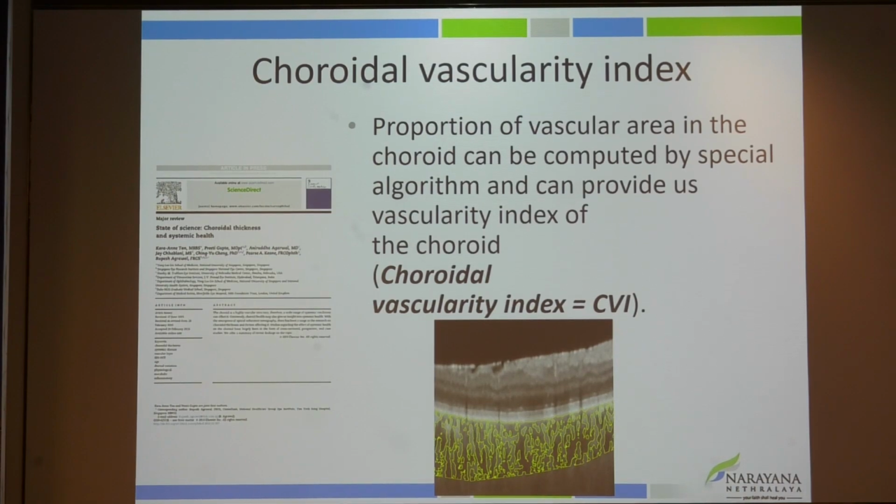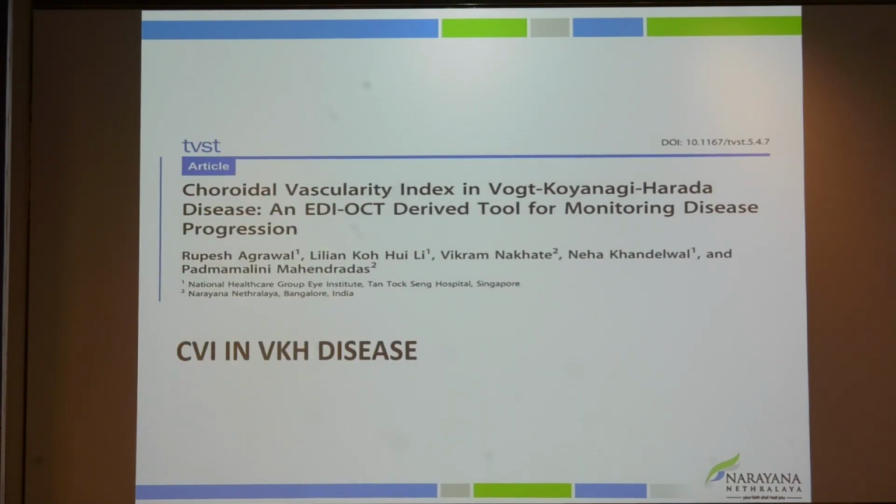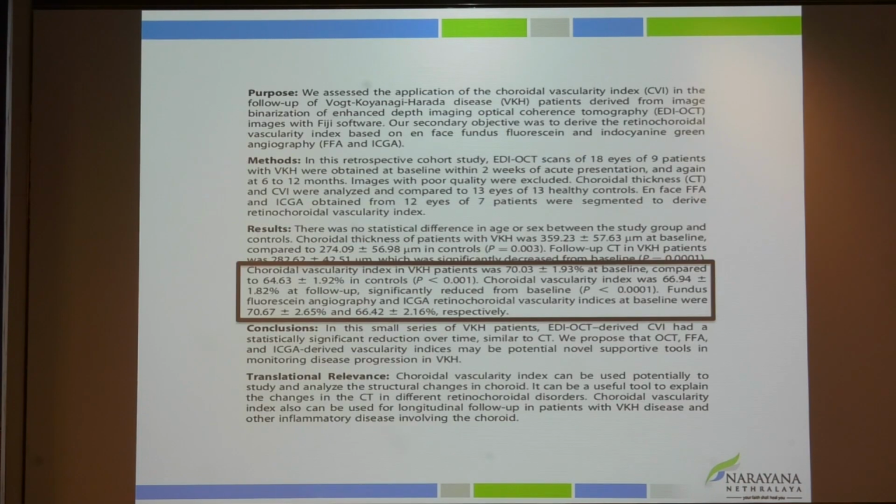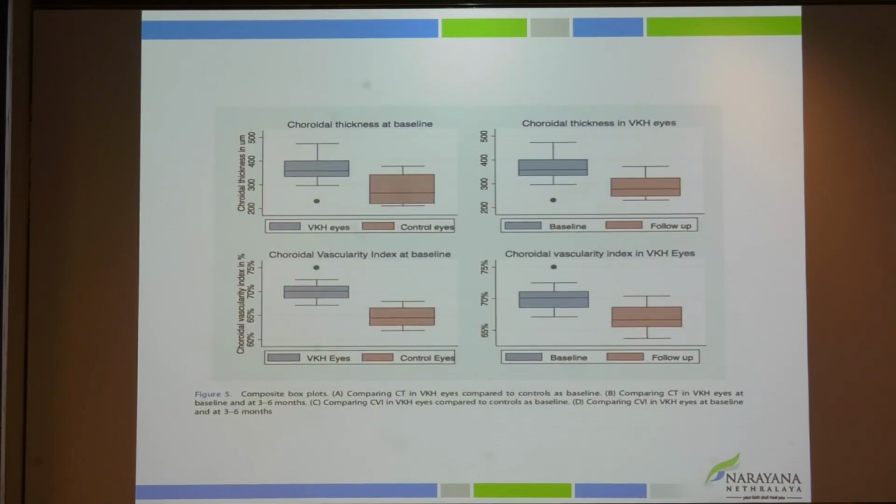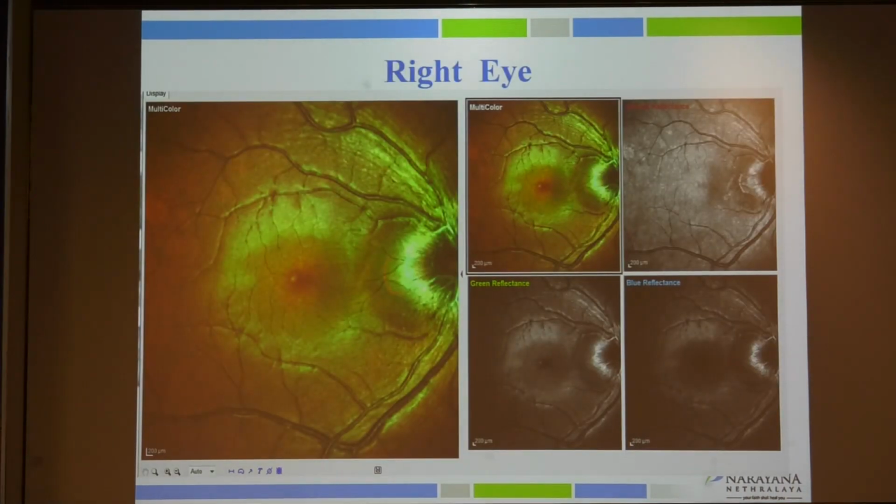Next comes the choroidal vascularity index. The proportion of the vascular area in the choroid can be computed by a special algorithm, which can provide us the vascularity index of the choroid. We have worked with Rupesh Agarwal's team in a case of VKH where we have calculated the choroidal vascularity index. This could be used as an additional tool for monitoring the disease course, where we could see here, this is the choroidal thickness, this is the choroidal vascularity index. At presentation and following treatment, we could see not only the choroidal thickness is decreased, but also the choroidal vascularity index is decreased in these cases.